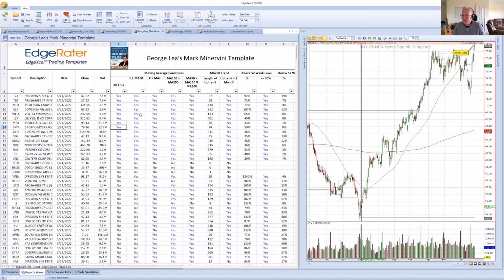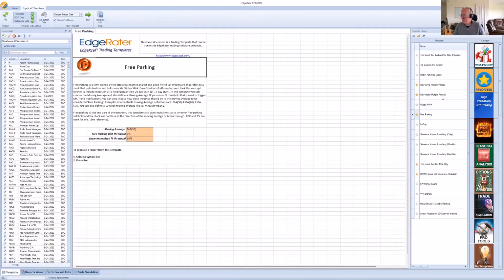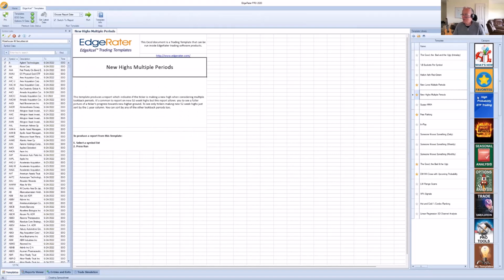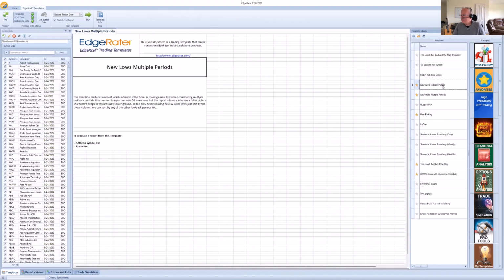So then after looking at this, it reminded me of another template that's been in the program for a while, which is the new highs over multiple periods. So if we look at the template, this is in the hot topics category. New highs, there's also a new lows multiple periods template, and there's a new highs multiple periods template. That's the one I wanted to look at now.